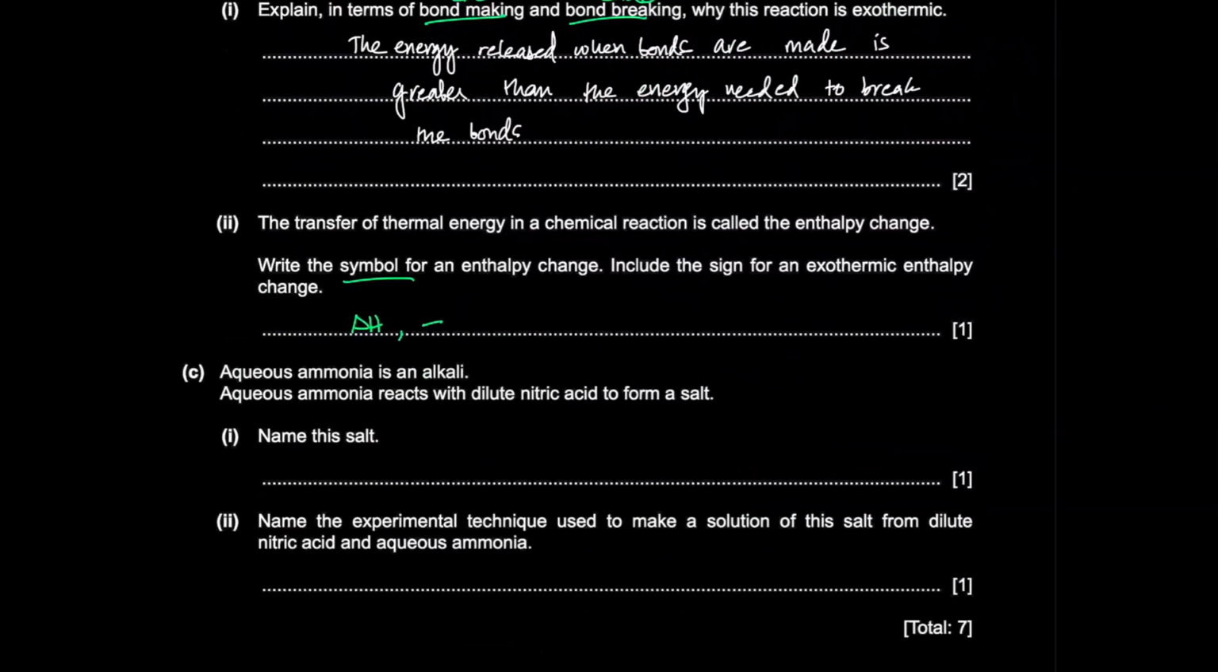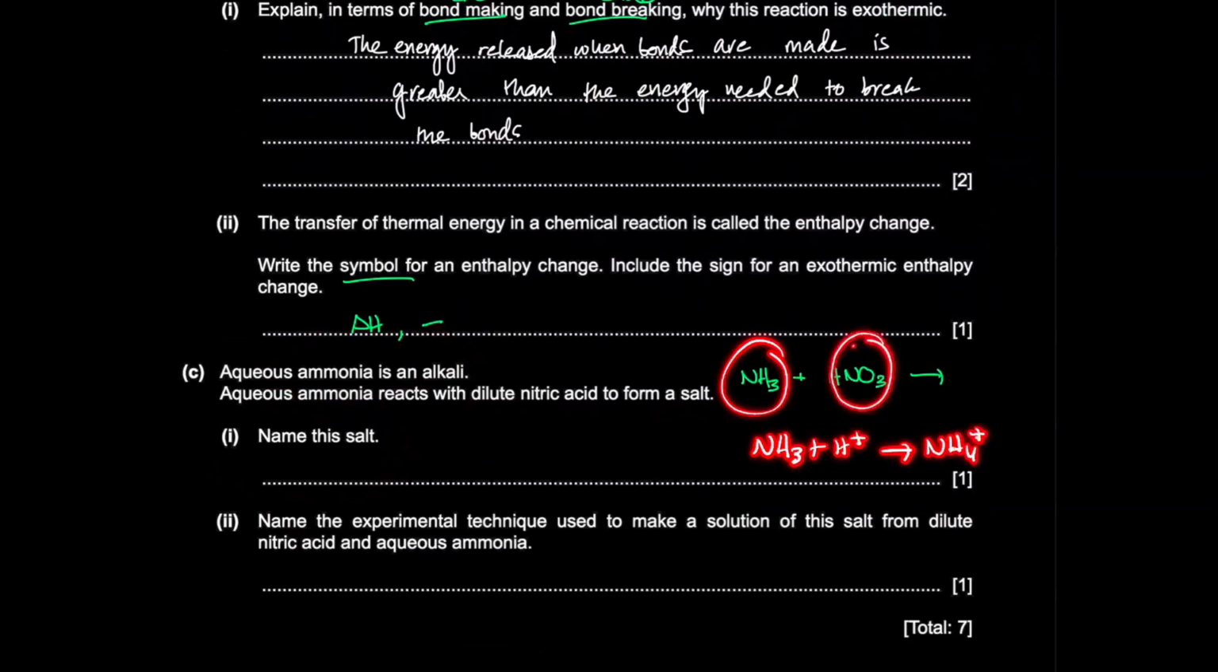Aqueous ammonia is an alkali. Ammonia reacts with nitric acid to form a salt. Name this salt. Okay. Ammonia is NH3, reacts with nitric acid to form a salt. Now, if you guys remember, what does NH3 do? It gains a proton. Right? It's a base. It's an alkali. It gains a proton to form NH4 plus.